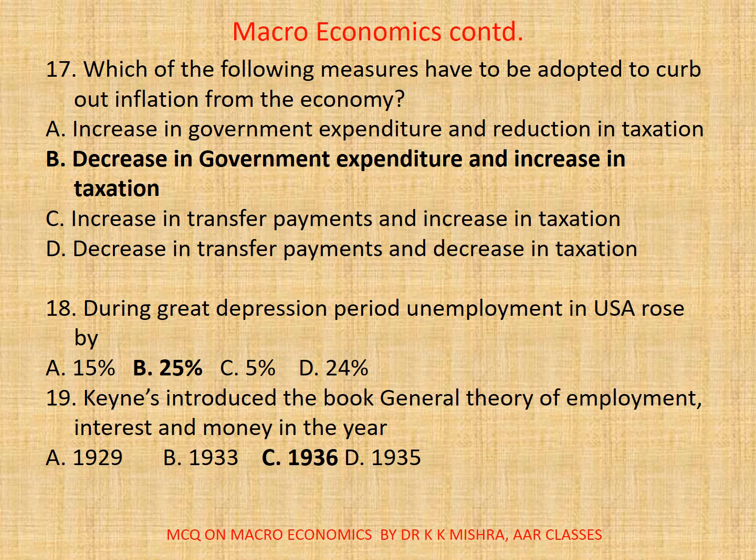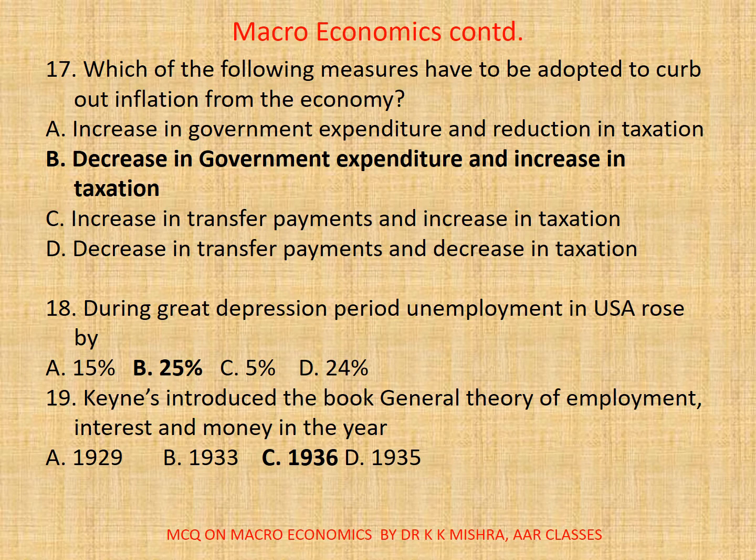18. During Great Depression period, unemployment in USA rose by A. 15%, B. 25%, C. 5%, or D. 24%. Actually, the correct option is B. 25%. This is a matter of knowledge.